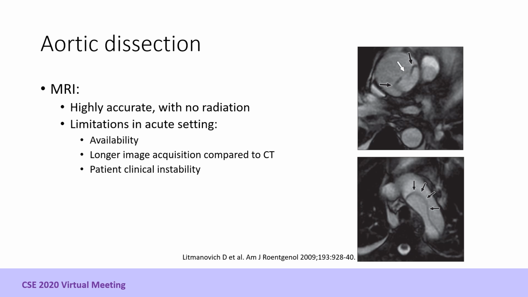MRI, while also highly accurate and with the added advantage of radiation avoidance, has a number of limitations in the acute setting which limit its use as a first-line modality. It is generally less available than CT, and the longer acquisition times, coupled with greater challenges in managing patients in an MRI scanning area, make it a less than ideal test for unstable patients. Here we can see an aortic dissection involving the ascending aorta in the top image, with the white arrow indicating a tear site, and the aortic arch in the bottom image.